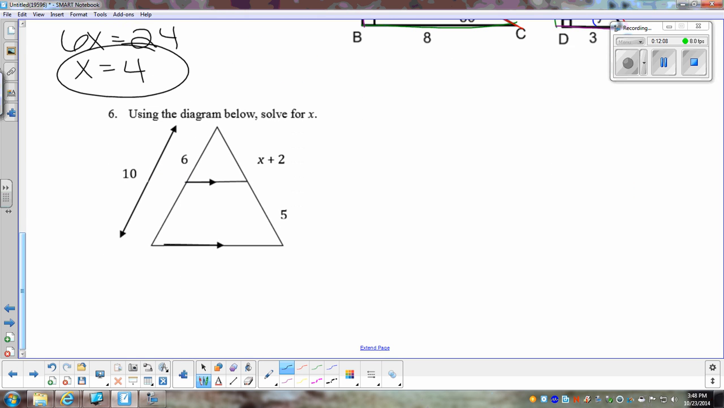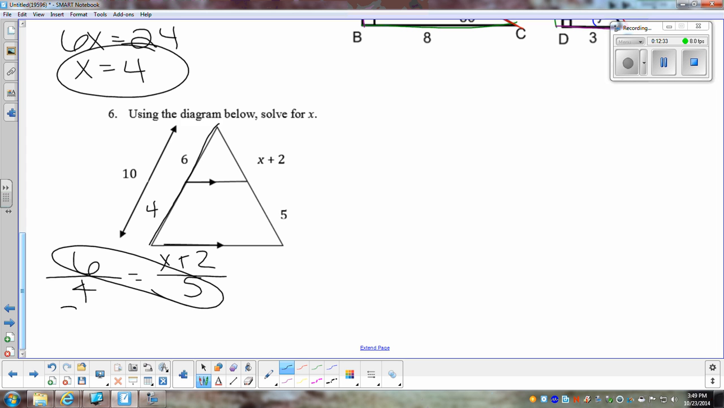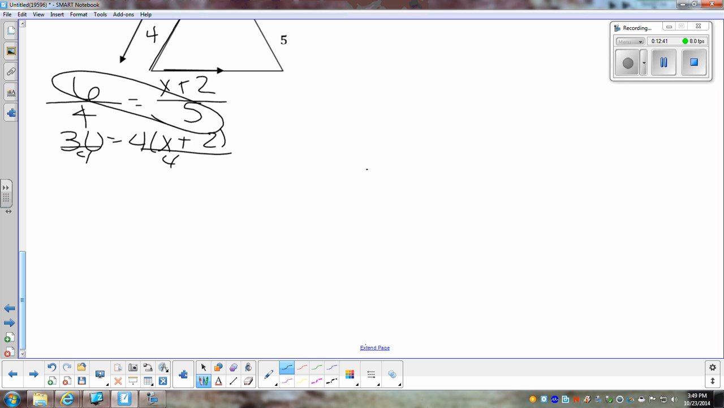Using the diagram below, solve for x. Okay, so I'm going to use my little pieces. Because I know this whole entire side is 10, this piece is 6, and this piece is 4. So I have two options from here. I can use my proportional parts. It tells me that 6 over 4 is equal to (x plus 2) over 5. And cross multiply, so I'd get 30 equals 4 times (x plus 2), divide by 4. So this would be 30 over 4 is 7.5 equals x plus 2, subtract the 2.